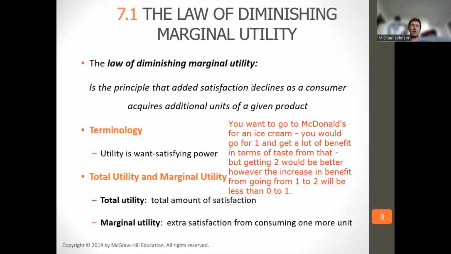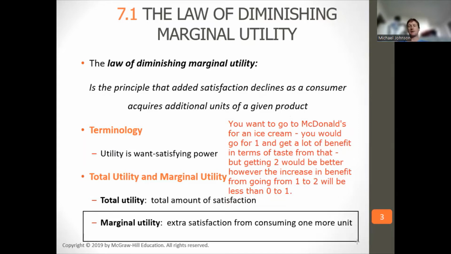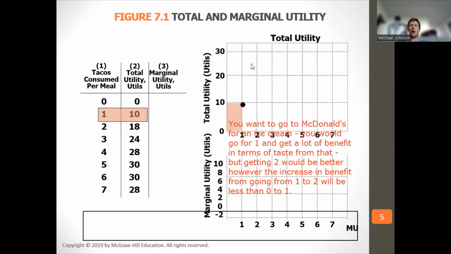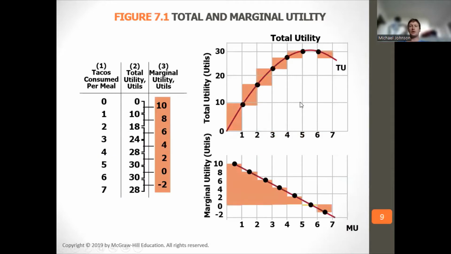So that's the whole thing about the law of diminishing marginal utility. Marginal utility is the extra satisfaction from consuming one more unit. So this is the graph for it. Total utility would peak here, at about 5.5 units, where you'd have the most utility, about 30 units of utility.